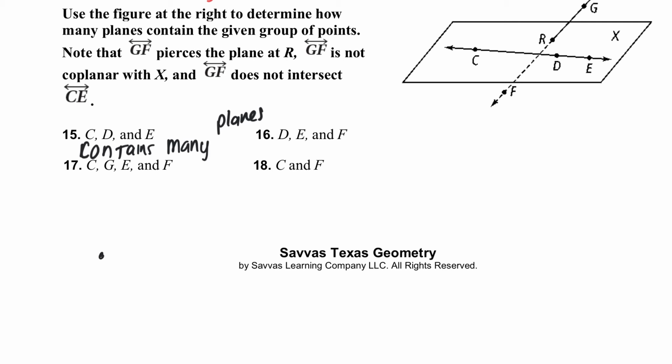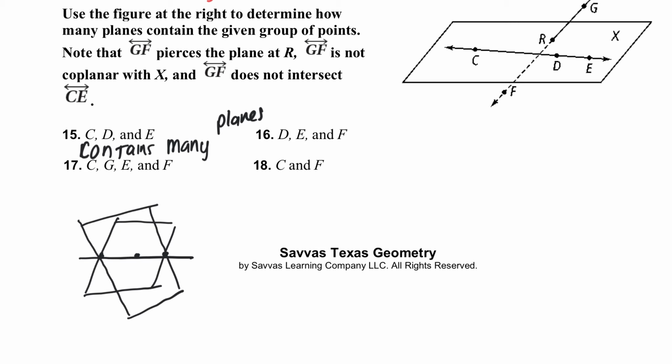So let's say I have 3 points that are collinear, and I draw this plane. I want to tell you that you can draw many planes, not just one plane. And I can show that here. So here's the blue, that's one plane. The red is the other plane. And you can have an infinite amount of planes.